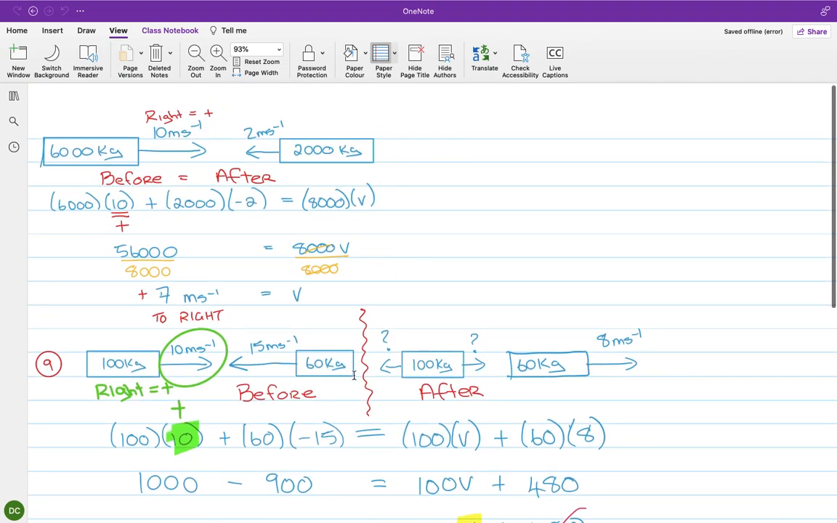So obviously they hit off each other. This goes this way, this goes this way. They hit off each other and they bounce away. So this bounces back and this bounces back.